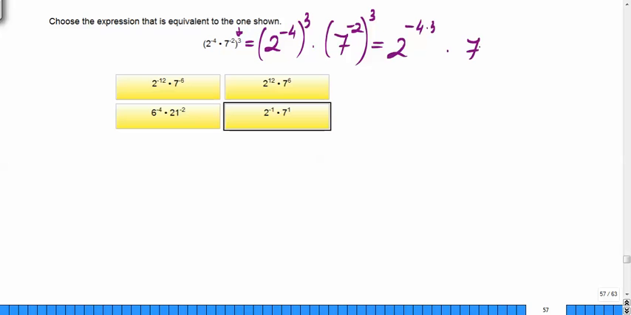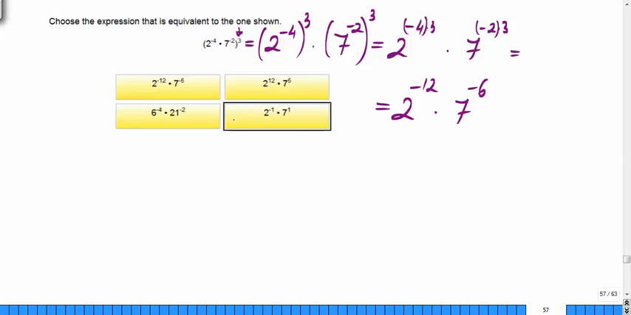Times 7 to the negative 2 times 3. Now, if you want to put parentheses here, it would be good. If not, just pay attention, don't mix it up, right? 2 to the power of negative 4 times 3 will be 2 to the power of negative 12, times 7 to the power of negative 2 times 3, negative 6. Okay? Now you check if you have these answers, you're done.